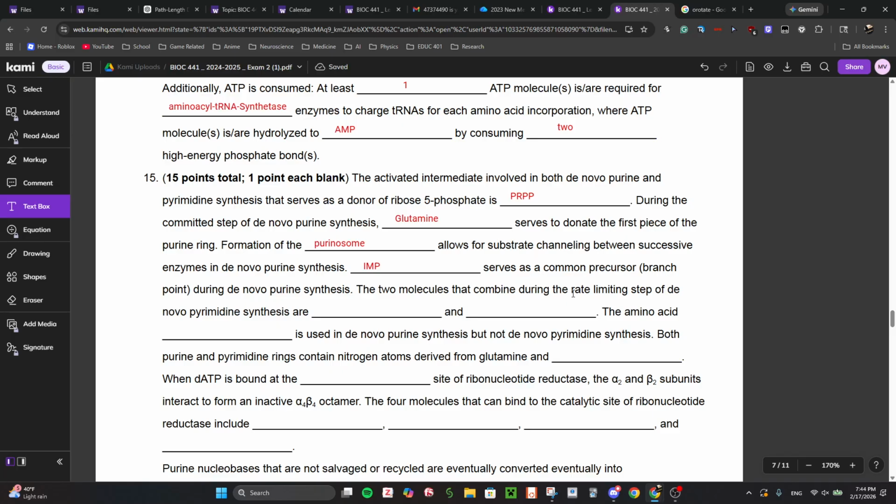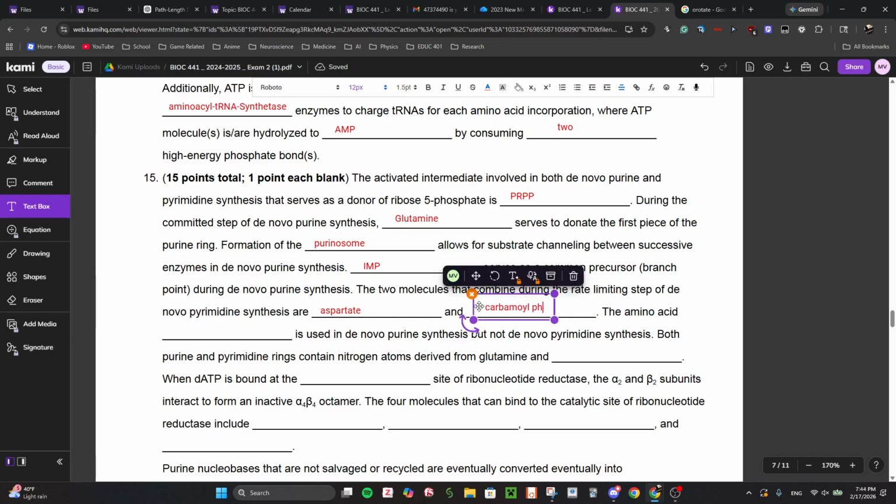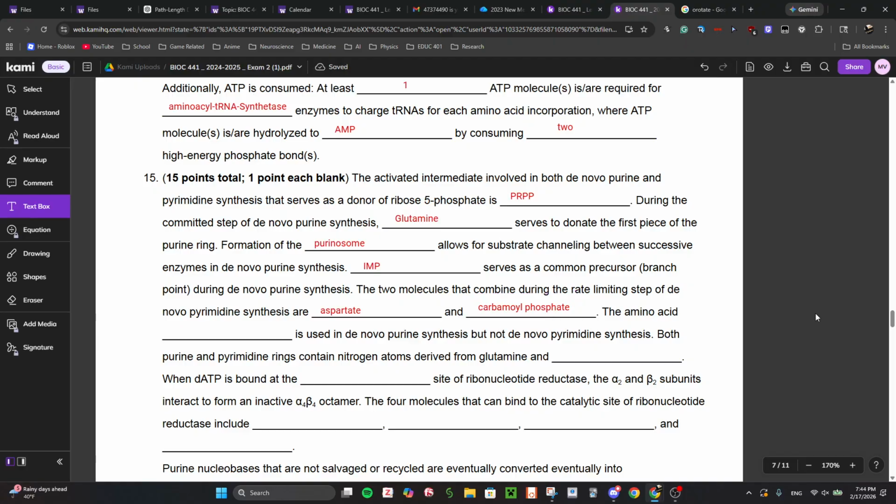The two molecules that combine during the rate-limiting step of de novo pyrimidine synthesis are, oh yeah, I forgot you guys covered this. This is aspartate and carbamoyl phosphate. I need to do the video on this. I don't remember if I covered these in my videos, so I might have to go back and look.